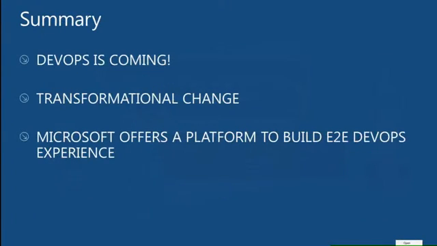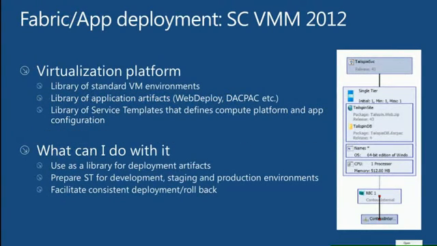Now, let me summarize what you've seen during this session. DevOps is coming. We are DevOps. Okay, it's a transformational change. In order to ride the wave, we've got to change. And Microsoft has a stack end-to-end to facilitate DevOps interaction. I showed you how you can use System Center VMM to guarantee consistency of app deployment. Consistency, reliability, repeatability of app deployments.